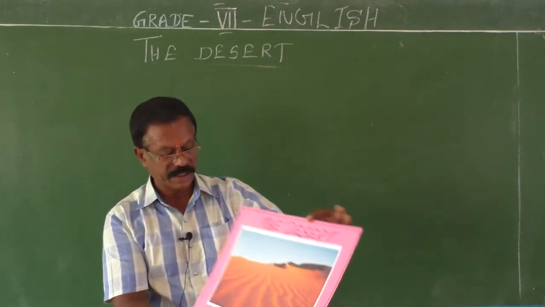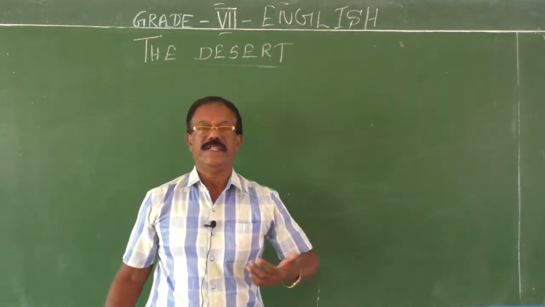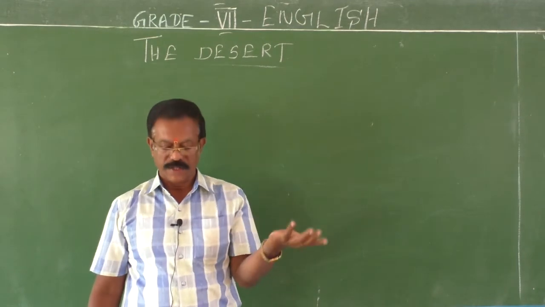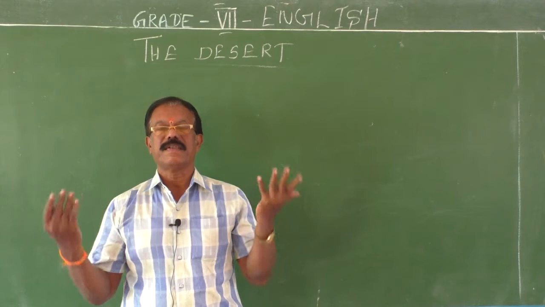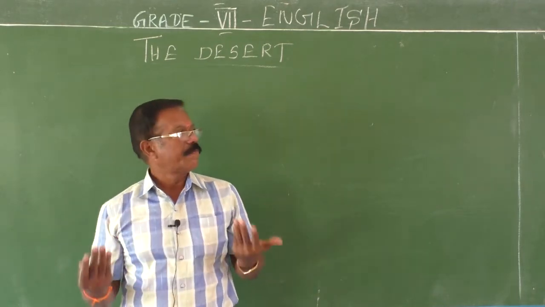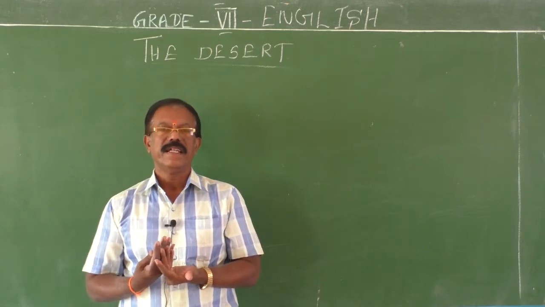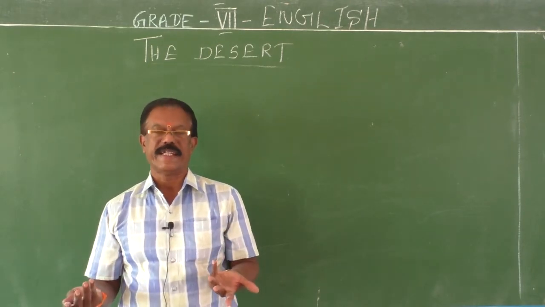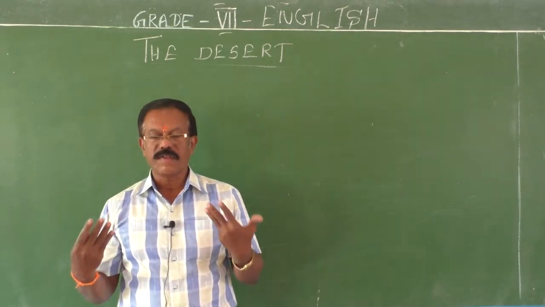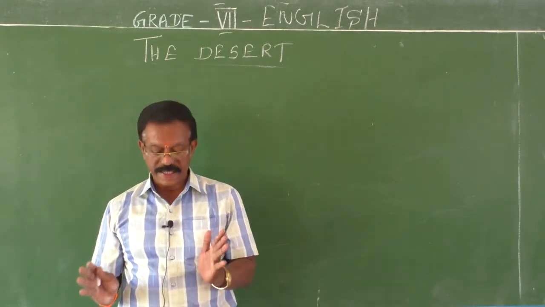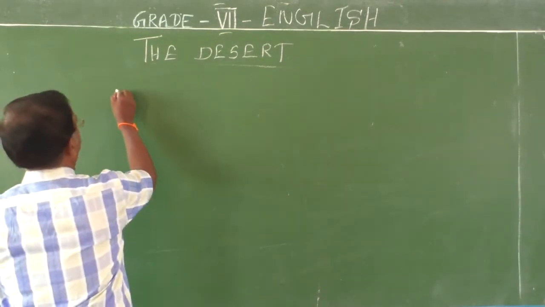Fine children. People are living in different regions, you know that. Some are living in regions covered with forest. Some people are living in regions surrounded by hills. These people don't know what a desert is. So actually speaking, what is a desert? It is an endless stretch of sand, a land of sand.